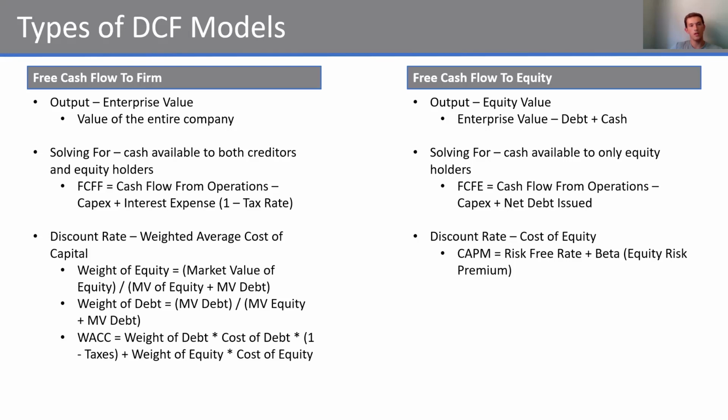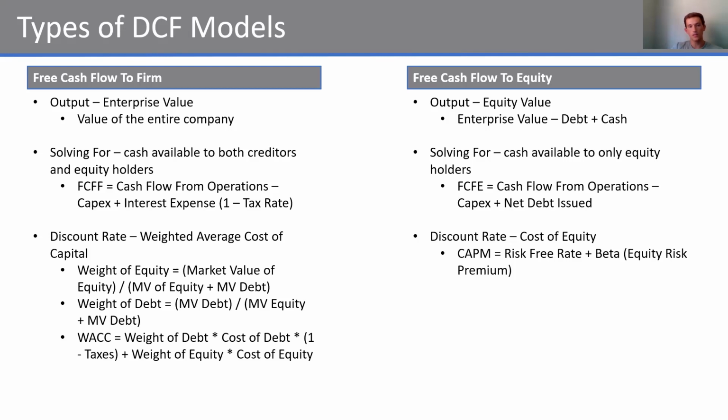Free cash flow to equity equals cash flows from operations minus CapEx plus net debt issued. If you're issuing debt in a year, then that cash is technically available to the equity holders. But if you're paying down debt in the sense of principal payments, then there's no longer that cash flow available to the equity holders. So any payment of debt, any paying back of debt, you have to take into consideration there.